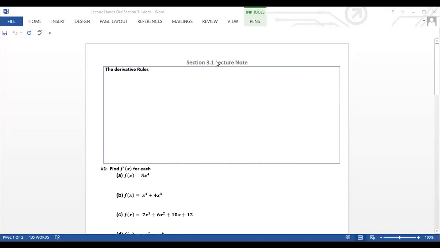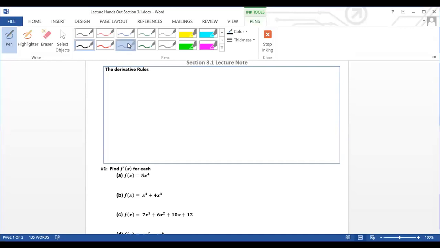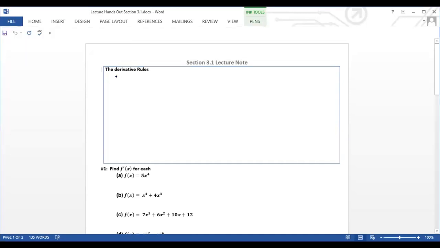So here are our lecture notes. Let's start here. First, we talk about derivative rules. Starting from this unit, we're not going to use the limit definition to find the derivative anymore. We're going to apply the formulas. We have a few things here. The first formula is the derivative of a constant.